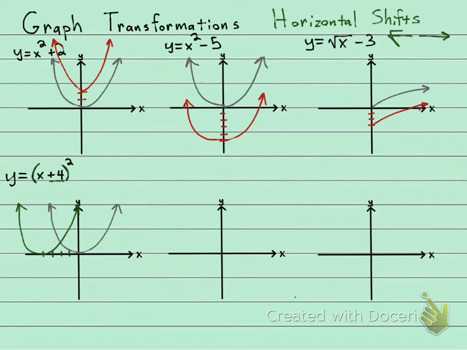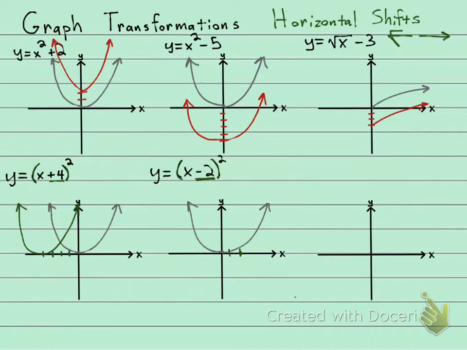y equals (x, let's go with a minus now, let's say minus 2) squared. So I'm going to draw our basic shape, our y equals x squared. And now the minus 2 belongs to the x. It's inside with the x-axis. And now a minus 2 in here is going to move it 2 to the right.